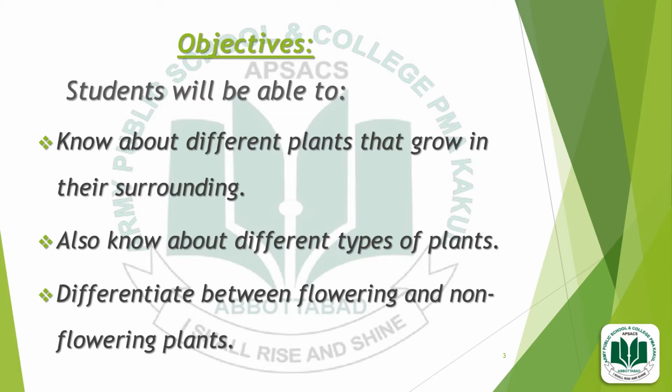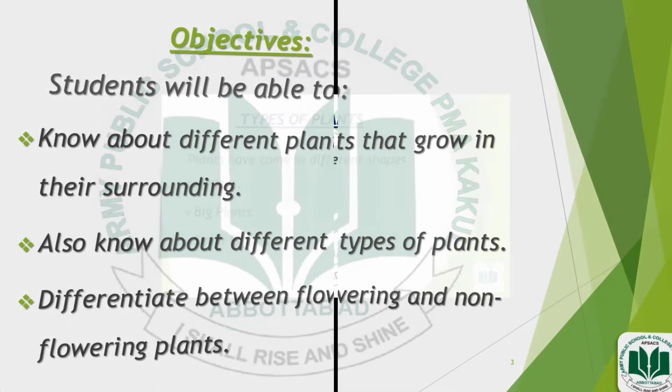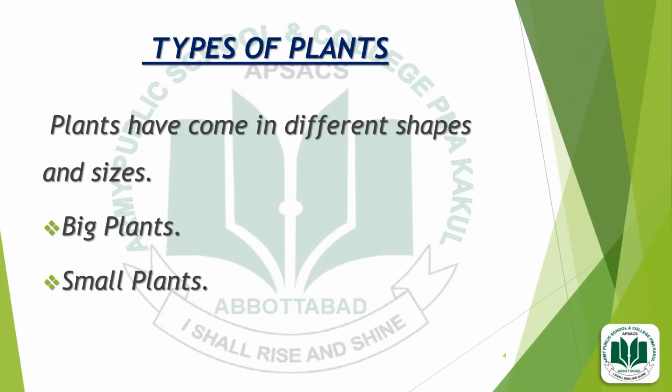Also know about different types of plants. Differentiate between flowering and non-flowering plants. Types of plants. Students, we see many kinds of plants around us. They are mostly green in color. Plants differ in size and shape. Some plants are big and tall. Some plants are small and short.